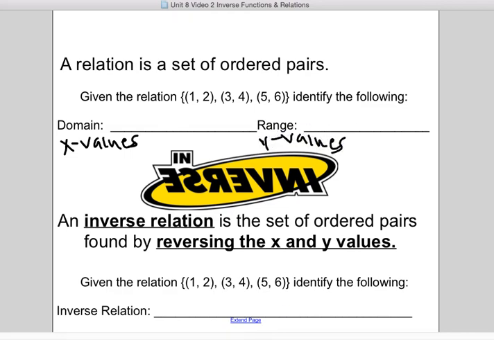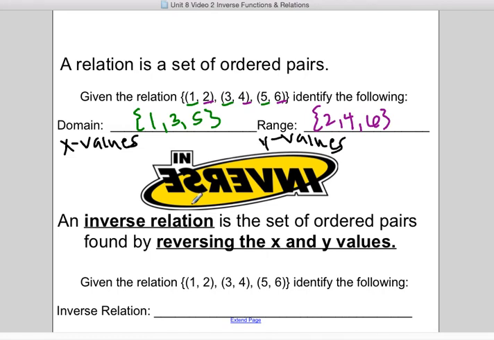Okay, so before the inverse, let's find the domain. The domain is my x. Remember, we always list them in order. So we have 1, 3, and 5. Those are my x values and they're in numeric order. And then I'm going to look at my y values. I have 2, 4, and 6. So that's my domain, that's my range.